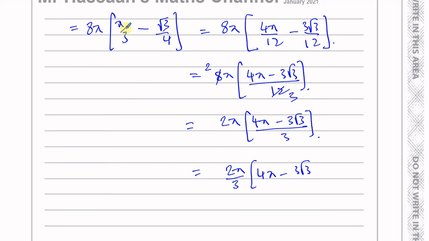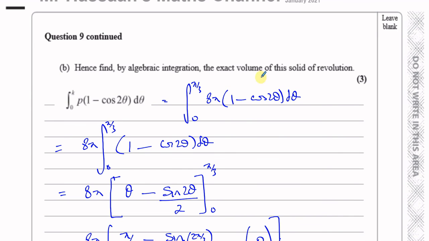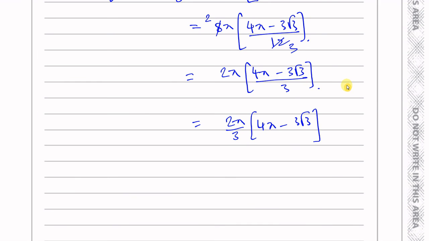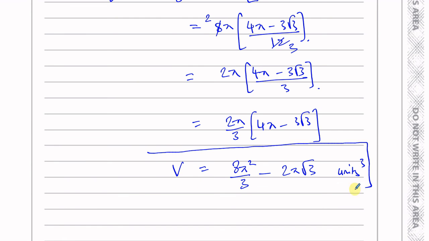But if they want it as separate terms, let's see how they asked for the answer. They didn't. I don't think they asked for any particular way. So this would be correct. You could write this as your answer. You could also write them as separate terms. We have 8 pi squared over 3 minus, and if you multiply that, you're going to cancel out the 3. You're left with 2 pi times root 3. Each of these are all cubed units because it's a volume. So you can write it in any of these 3 ways.